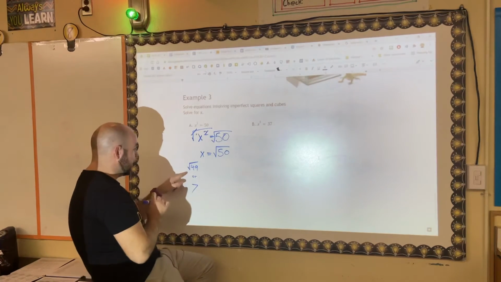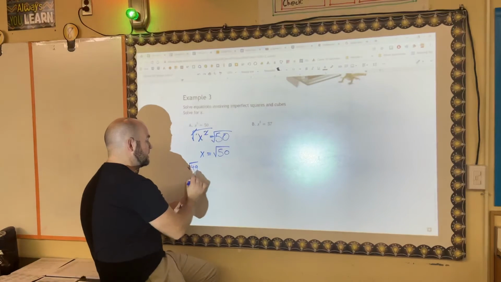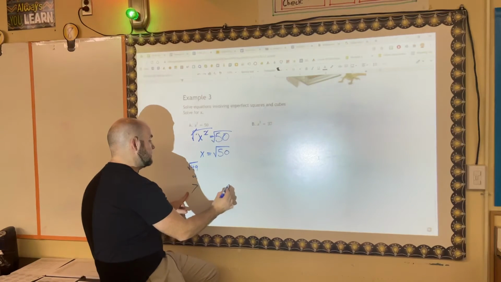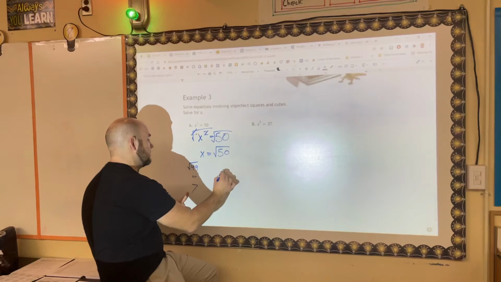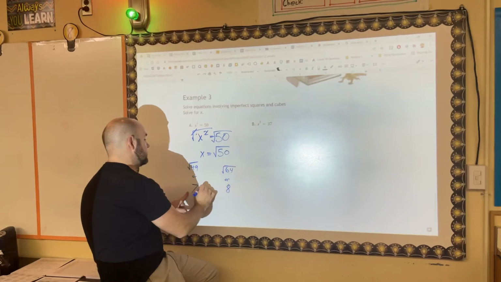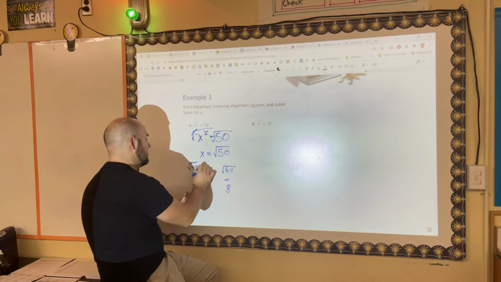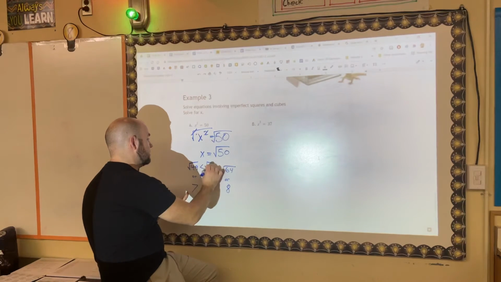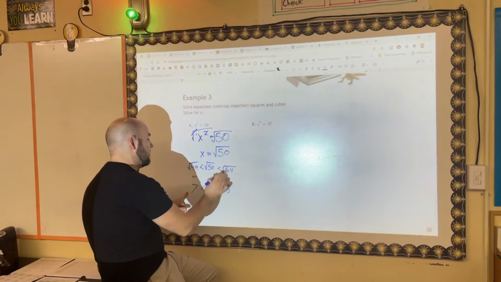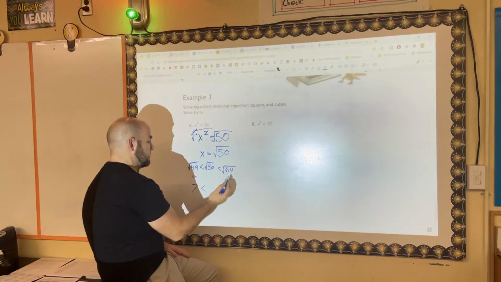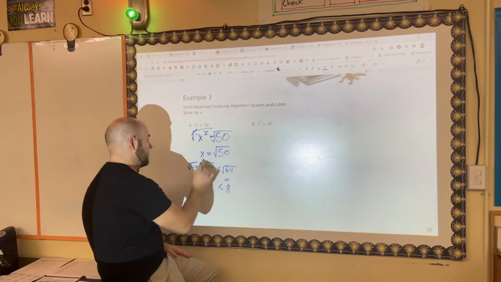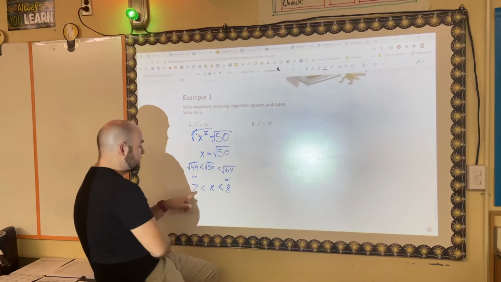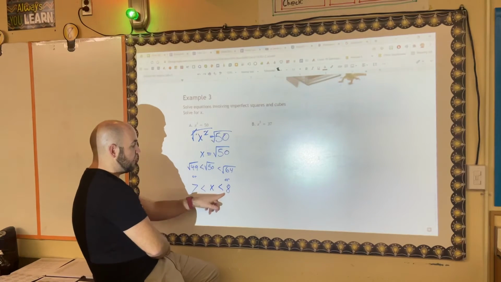So the square root of 49 is 7. And then the next one, 8, is the square root of 64. So I know that the square root of 49 is less than the square root of 50, which is less than the square root of 64. So x is between 7 and 8.